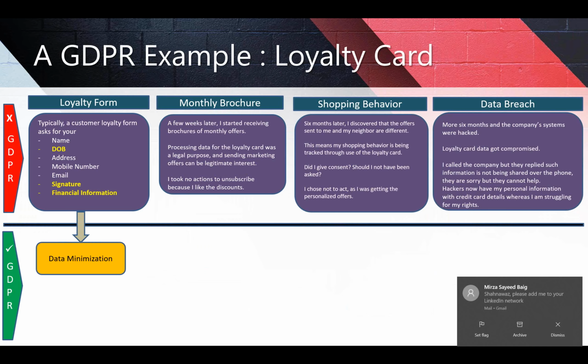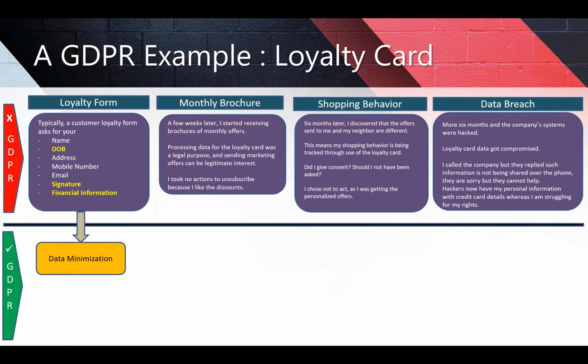Why should I collect the date of birth information? Why should I collect the signature? Why should I collect the financial information? Why should I collect the credit card information of that individual? So they will ask about all this information, and in case they don't really require it, they will avoid using it.